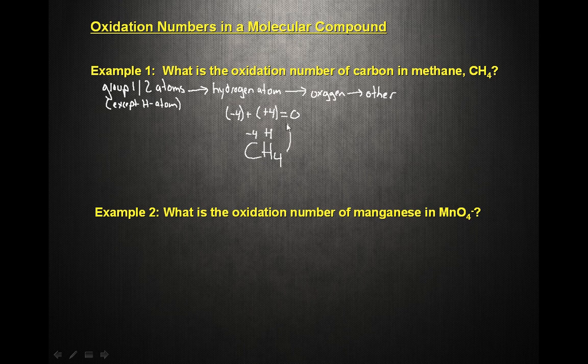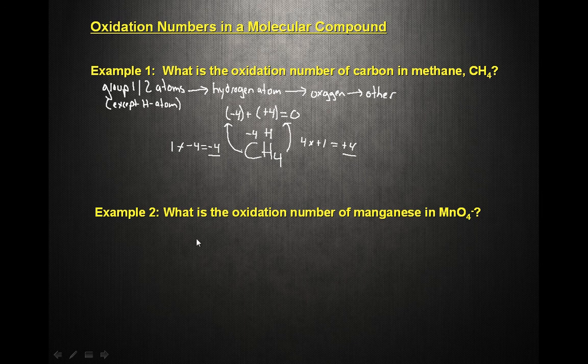So how did I get this number here? I went 4 times +1 equals +4. And now I check: 1 carbon times -4 for the carbon equals -4. And so they add up to 0. Okay, and that's basically it. So carbon is -4 and hydrogen is +1.